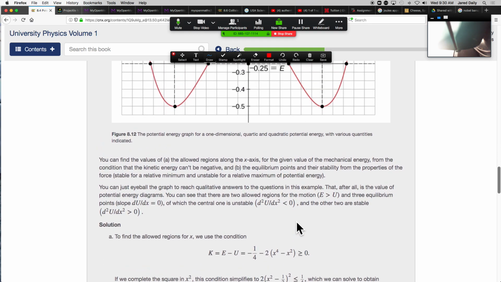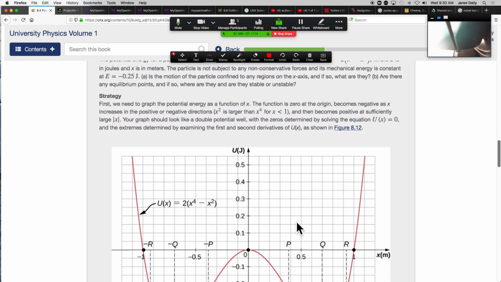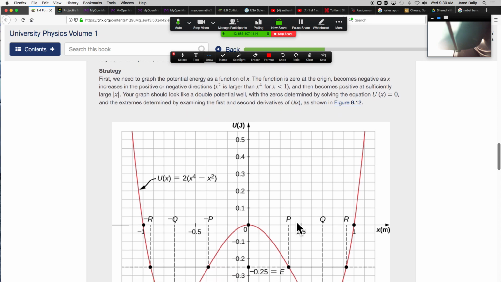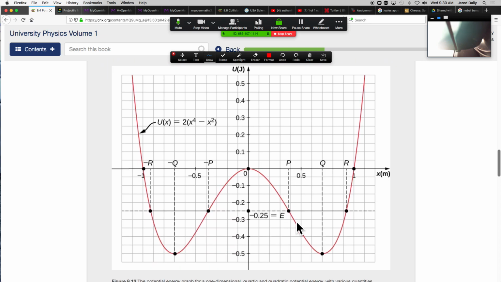Now, how do we figure this out? How do we figure out where these things are at? If you've done calculus before, you will know. Have you guys learned about finding maximums and minimums in calculus yet? So you're right about there. That's right.